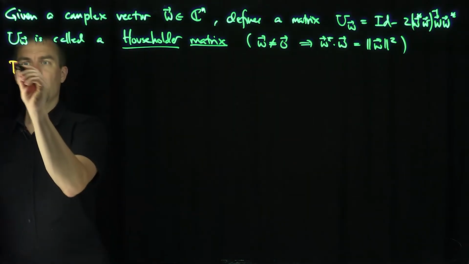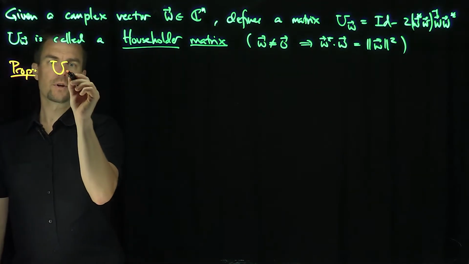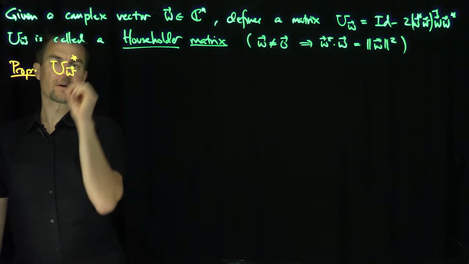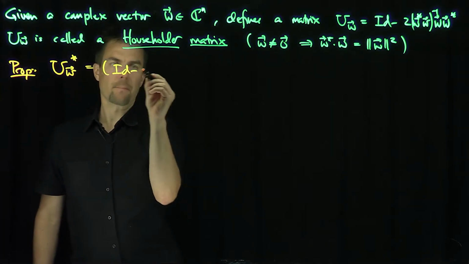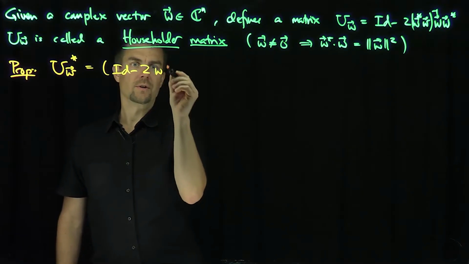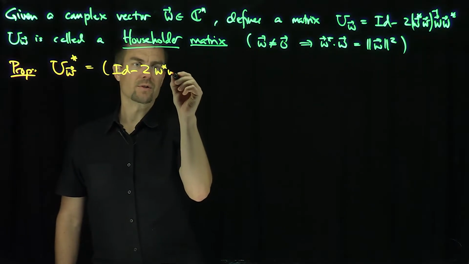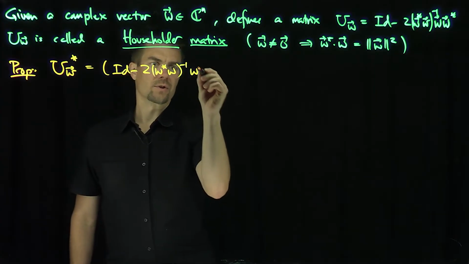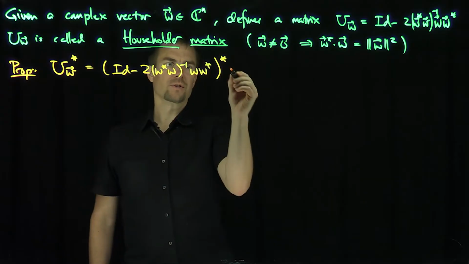So let's do this. Properties of these Householders is that if I look at, let's figure out, U_W star, its complex conjugate. So it's going to be what? It's going to be identity minus twice W. I'm going to suppress the vector notation over here and just leave this W. Twice (W star W) inverse W W star. That's a projection onto W, obviously. And then we're going to star this thing over here.